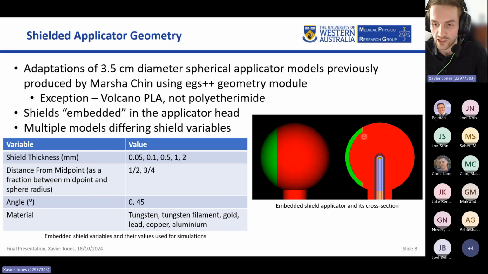Multiple models with varying shield variables were produced, indicated in this table here. Shield thicknesses of 0.05, 0.1, 0.5, 1, and 2 millimeters were studied. The distance from the midpoint indicates the distance the shield starts, i.e. this position from the midpoint here, as a fraction of the sphere radius. 2 angles were studied, as well as multiple shield media such as tungsten, tungsten filament, gold, lead, copper, and aluminium. The varying shield variables provide a comparison between the dose distributions produced later.